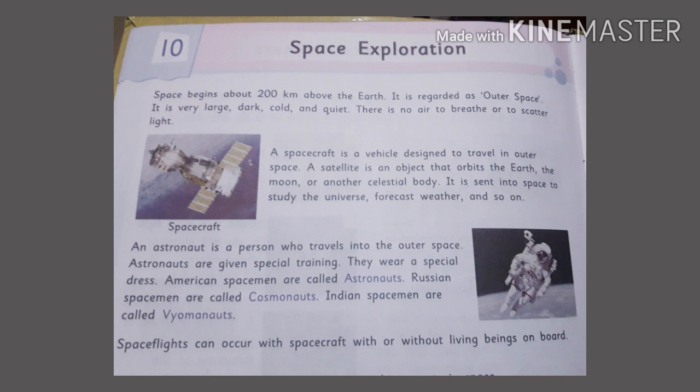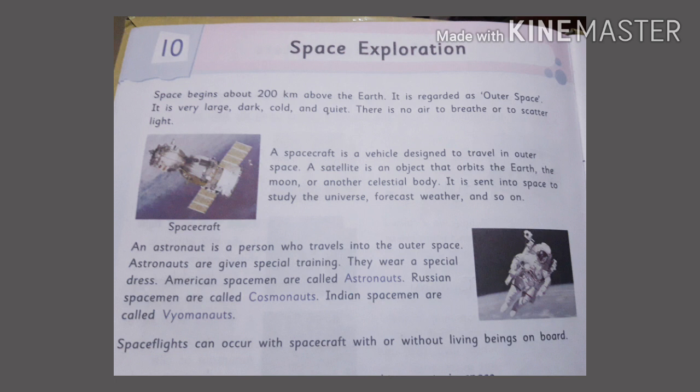So, think about it, I am going to ask you a question. Why are these satellites sent to space? Why do we send these satellites to space? Mostly in the newspaper you will have heard that a satellite is launched by ISRO, a satellite is launched by India, America, like that. So why are they sent to space? The answer is, it is sent into space to study the universe, forecast weather and so on. So it is to study our universe, to forecast weather, to know the climate, and many things like what will be happening on the earth after some years, like that.